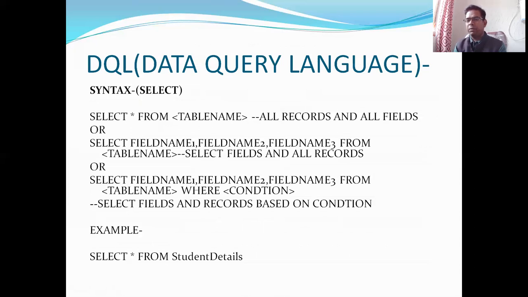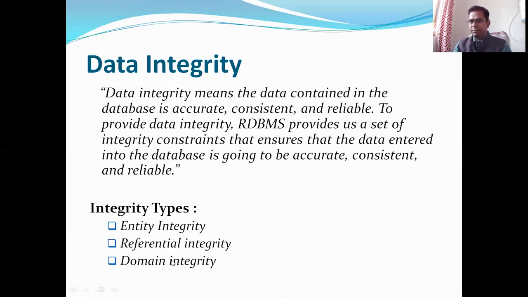The second one is DQL, that means data query language. Data query language means we want to retrieve the records from a corresponding table. For that, the syntax is SELECT * FROM table name, which will select all the records in all fields. Another example: SELECT field name. We can also specify field name expressions, then FROM table name, or another condition, select field name and the records based on the condition. Example: select * from student details.